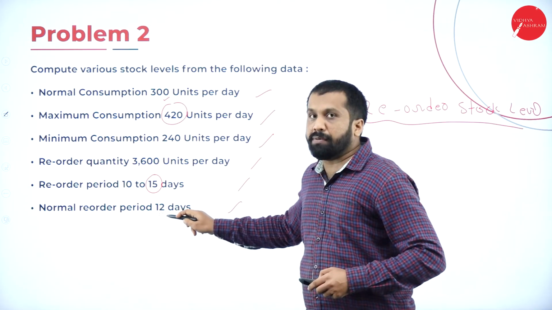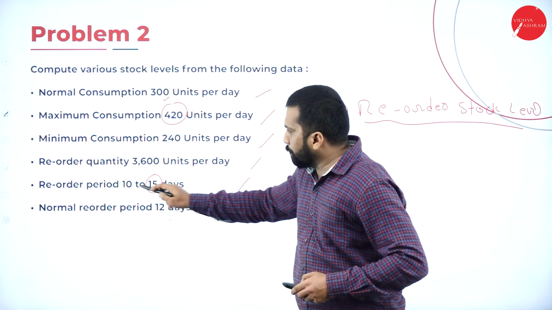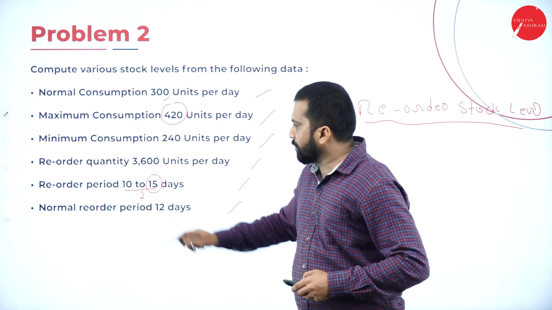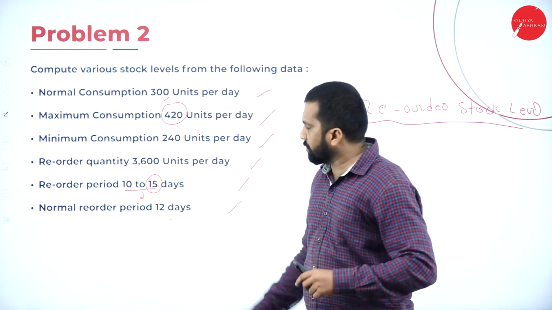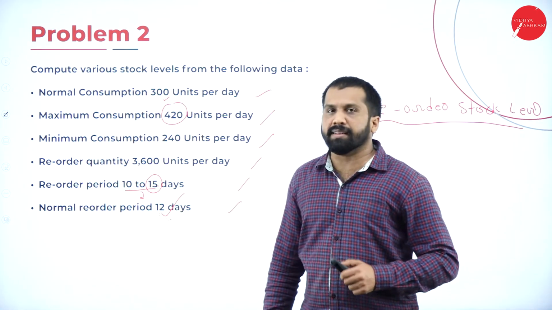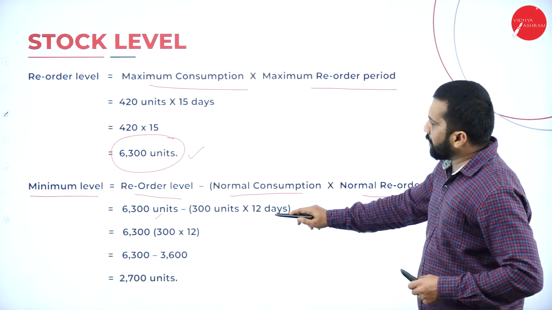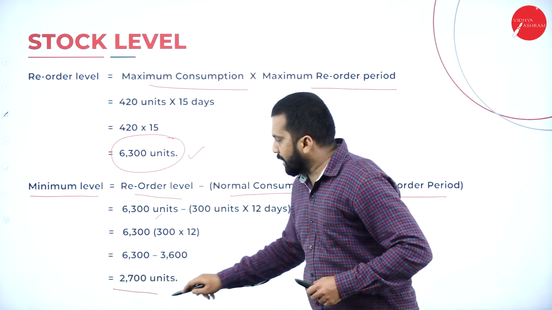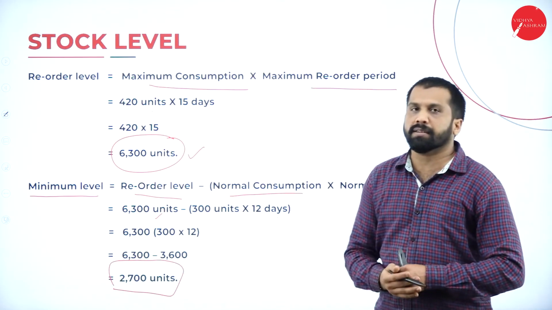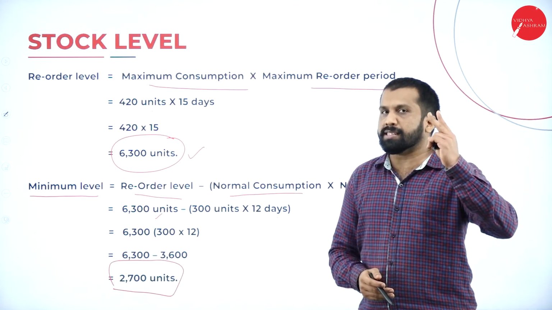If it is not given, how to find out? 15 plus 10 divided by 2. But it is not required. Why? Because they have given directly 12. So multiply with 12, simplify, you got answer 2700. Clear? 2 formulas are done.